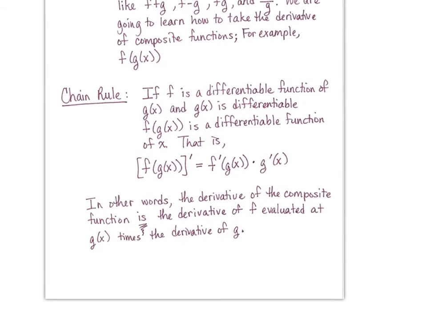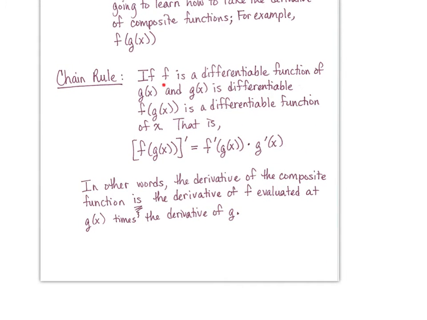So, the chain rule. If f is a differentiable function of g of x, and g of x is differentiable, then f of g of x is a differentiable function of x. So in other words, that means that f of g of x prime is equal to f prime of g of x times g prime of x. Whenever you're taking the derivative of a composition of functions, you take the derivative of your outer function, leave your inner function fixed, and then multiply that result by the derivative of your inner function.